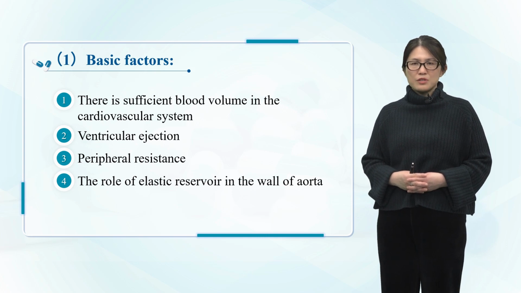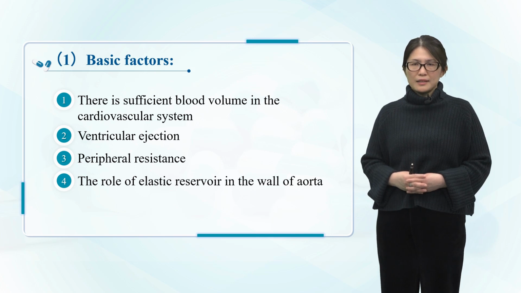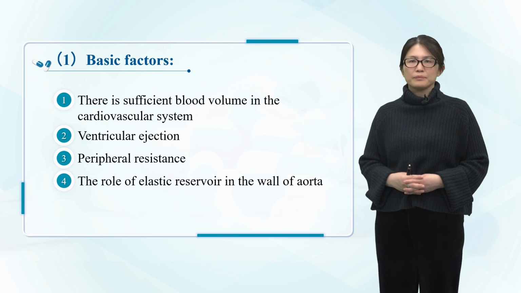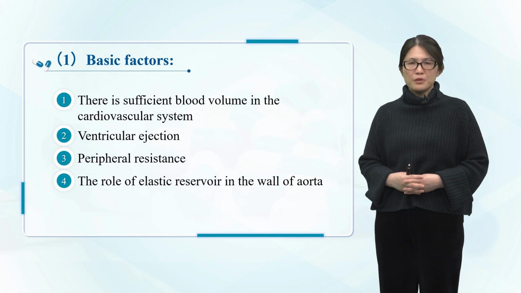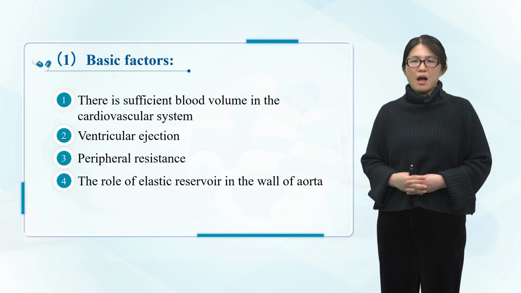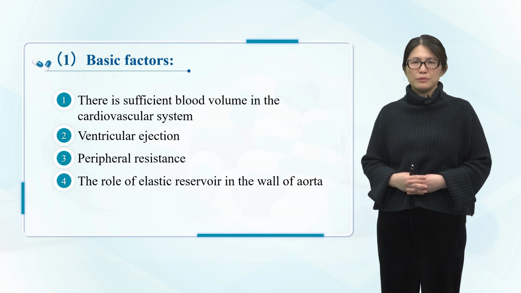Peripheral resistance mainly refers to the resistance that small arteries and arterioles offer to blood flow. The role of the elastic reservoir of the aorta is of great significance in reducing the fluctuation of arterial blood pressure in the cardiac cycle.